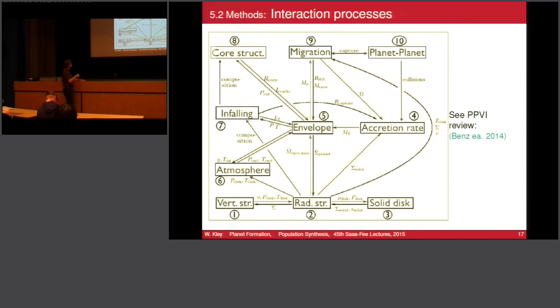So you have the vertical structure of the disk, the radial disk structure, the solids in the disk here, and then they have the atmosphere of the planet, the envelope, infalling material, core structure, migration, planet-planet interaction. This is a new module here. If you have more than one planet, they can dynamically interact. This is module 10, accretion rates, and there are lots of interaction arrows between these different modules. So each module contains a whole bunch of physics that I have talked about in these lectures.